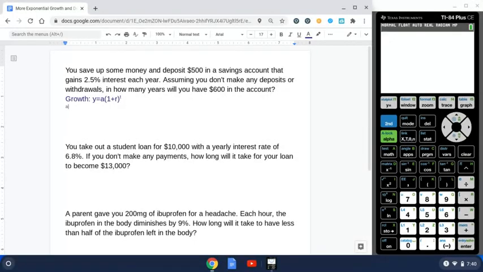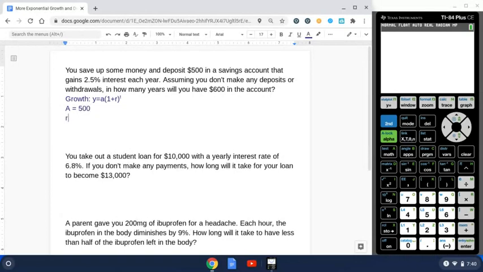So our starting value A is going to be the amount of money we're starting with. That's $500. And then our rate is 2.5%. But if we turn that into a decimal, move the decimal twice to the left, that's 0.025. So now if I put these into the equation here, I get y equals 500 times 1 plus 0.025, all of this raised to the t.